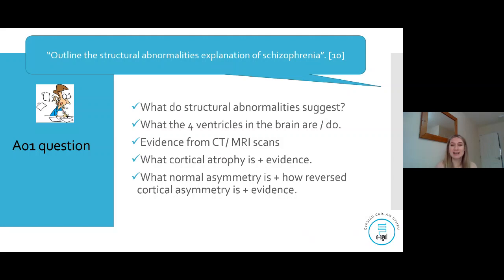So you've got Daniel Weinberger, you've got Nancy Andreason, you've got Antonio Vita, who have got some great, really scientific and significant research. Remember those percentages, okay? Ventricles are 20 to 50% larger in people with chronic schizophrenia. It's those really specific statistics that will really impress the examiner, okay? So they're things you really need to remember. And then you'll move on.